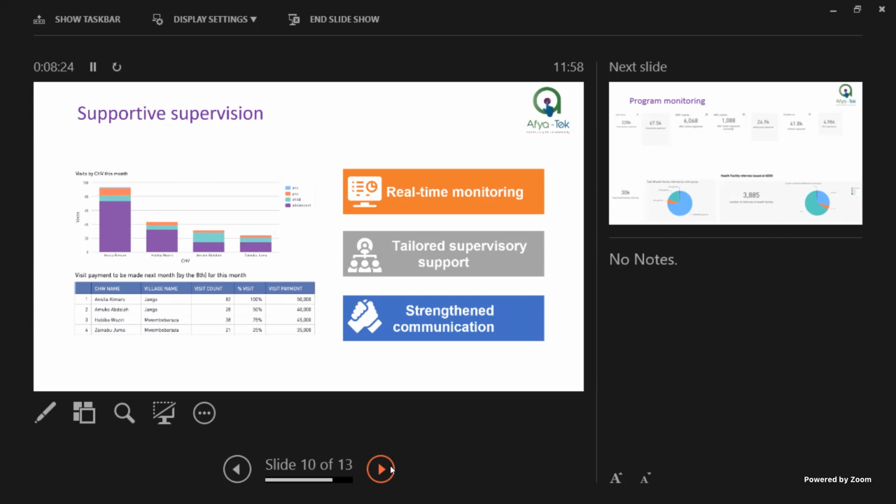But again, we do pay the community health workers based on performance, based on how many visits they conduct at the household level. So on this table down here, you can also see an example of how we do this kind of payment based on the visits that they have done. But as I said earlier, this dashboard offers tailored supervisory support, in the sense that the community health worker supervisors are able to assess, but also provide any support that is needed to improve performance.